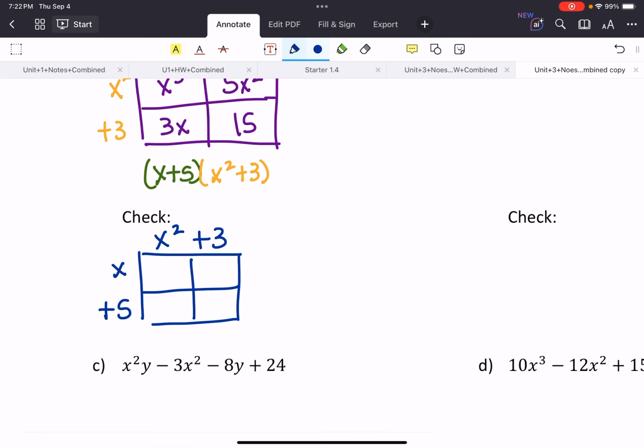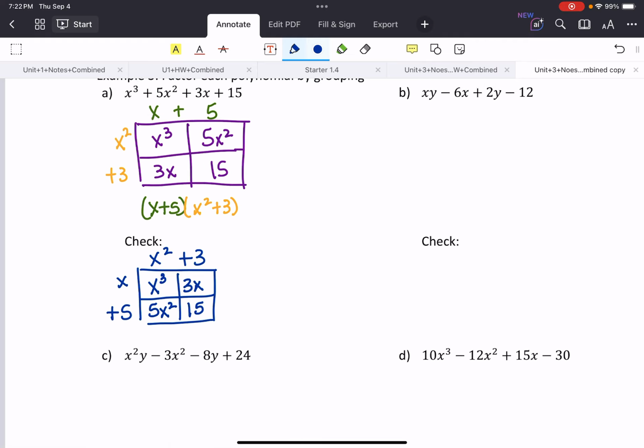So x times x squared is x cubed. x times 3 is 3x. 5 times x squared is 5x squared. And 5 times 3 is 15.